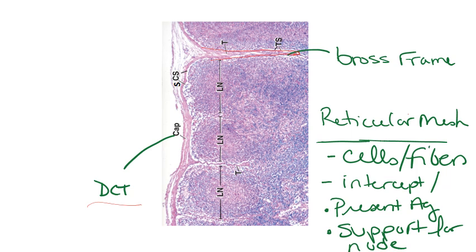So we have a reticular meshwork that consists of our reticular cells and our reticular fibers. Remember, they create a net. They intercept and present antigen, okay, and they're also creating support for the nodes. So they don't want the nodes to just collapse. They want them to have consistency, and that's granted by the reticular meshwork.